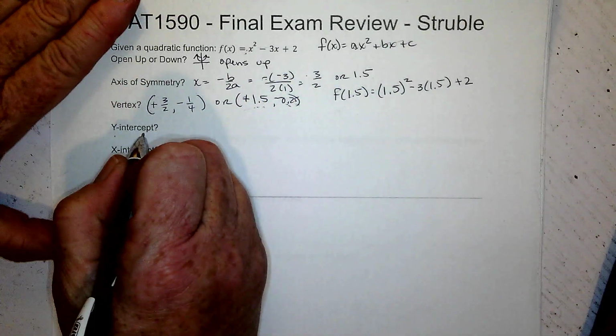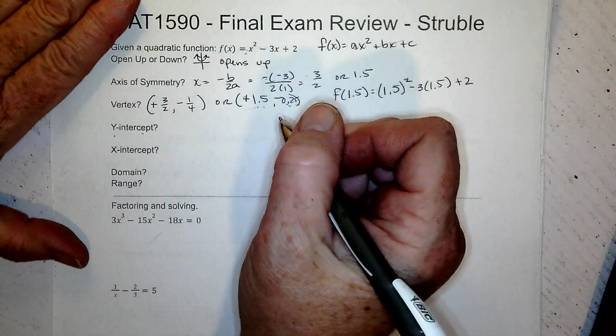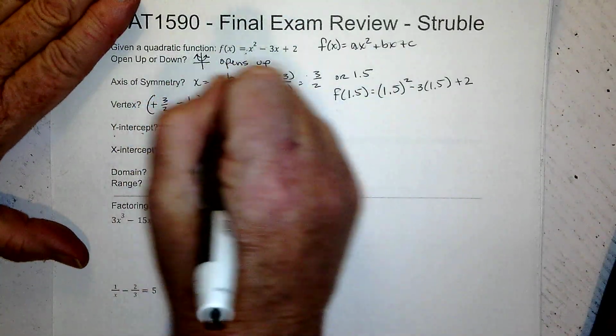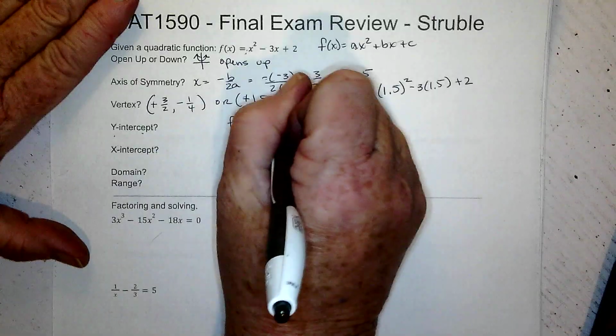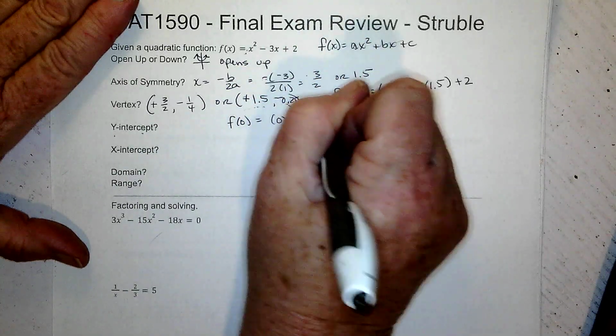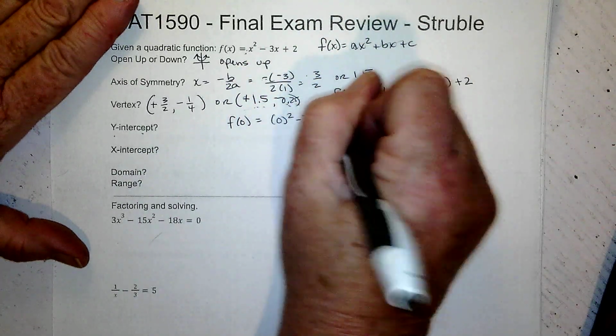The y-intercept is going to be where the f of 0, where x is 0. So 0 squared minus 3 times 0 plus 2 is just 2.